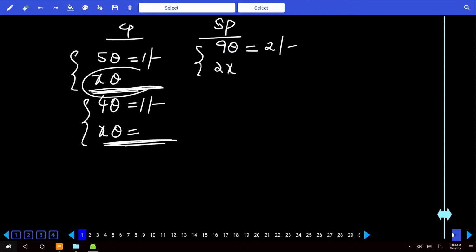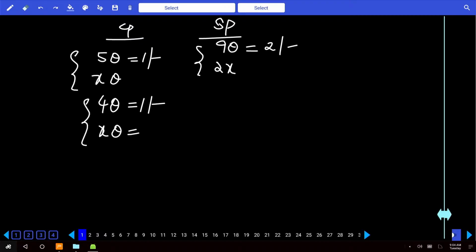Now here X must be a multiple of 5, because for every 5 oranges he is paying 1 rupee. So he should buy only in multiples of 5. So X is a multiple of 5. Agreed? Next, second time, for every 4 oranges, he pays 1 rupee, so he buys only in multiples of 4. Here X must be a multiple of 4; in the previous case it must be a multiple of 5. So finally I can say X is a multiple of 4 and 5.